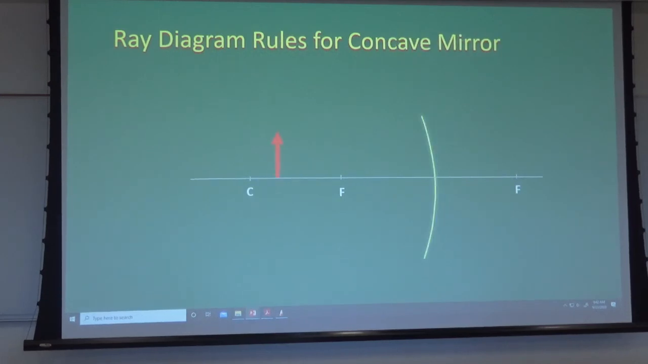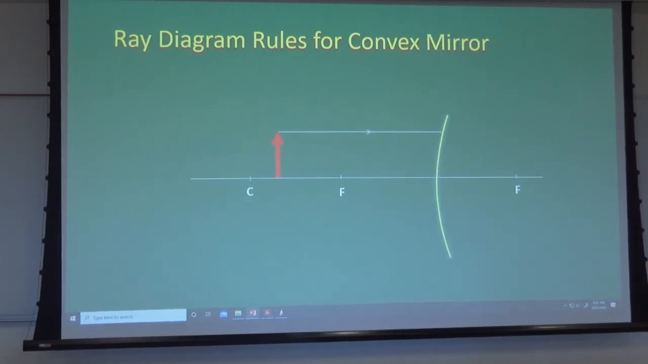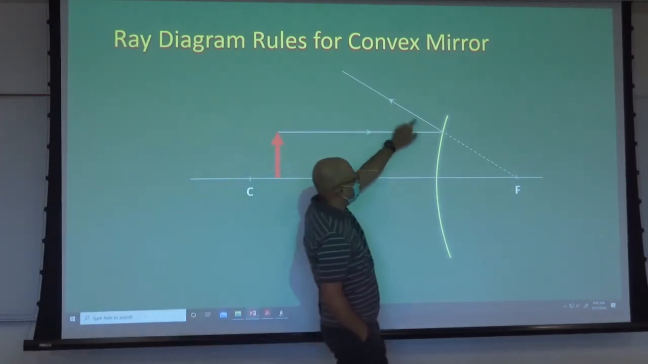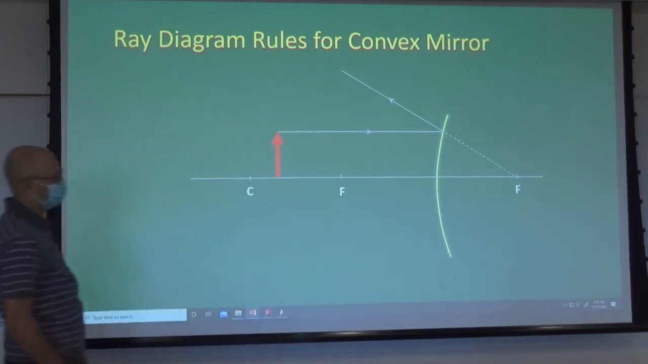So the first rule is a ray that hits parallel to the principal axis will not be converged. This convex mirror diverges the rays, not converges. So it will diverge the ray in such a way that the ray would appear to come from the focal point. This is the diverged ray, and it appears to come from the focal point.